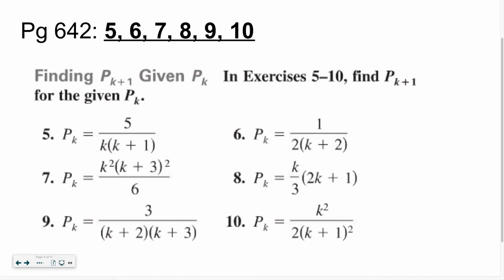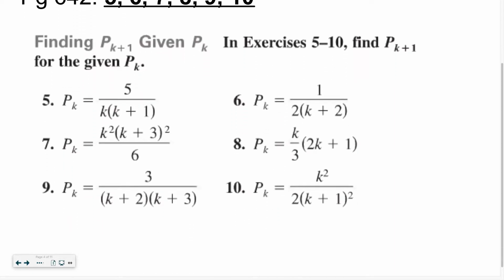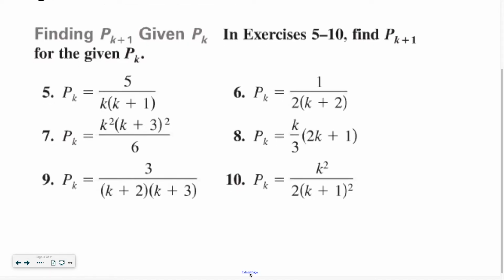So I'm going to give you 5 minutes. And after 5 minutes is up, then I'm going to show you the answers. So you'll be able to check and see if you did it okay. Remember, I don't like to FOIL stuff out. So I just like to sub in, do any kind of little simplifying that I can, and then I'm good.